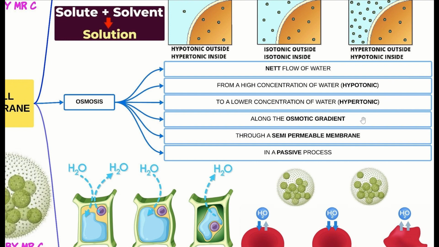It flows along the osmotic gradient, which is the concentration gradient for water, through a semi-permeable membrane, which is the cell membrane. Semi-permeable means it lets through some things like water, but prevents other things like ions from moving through. And it's a passive process, which means it does not require ATP.